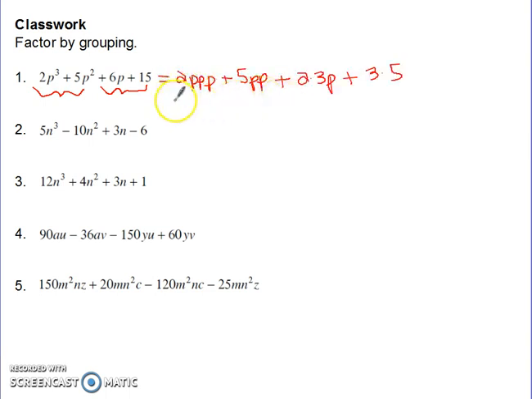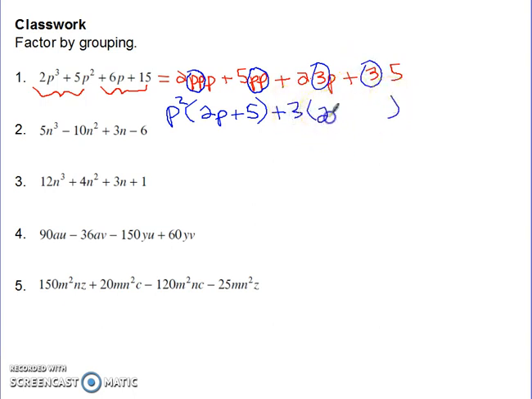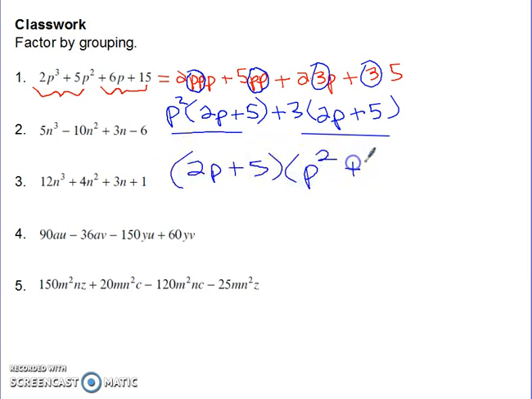Okay, so from the front two, we have two p's in both. So I can factor out p squared from both. I'm left with 2p plus 5 on the inside of the parentheses. So over here in the back two, I can pull out a 3 from both. And if I do that, I'm left with a 2p plus 5 on the inside of the parentheses there. I can pull out the group of 2p plus 5 from both, which gives me 2p plus 5 times p squared plus 3.